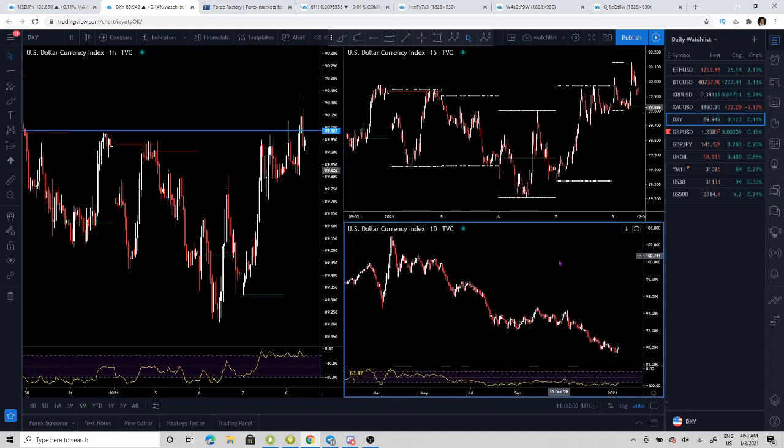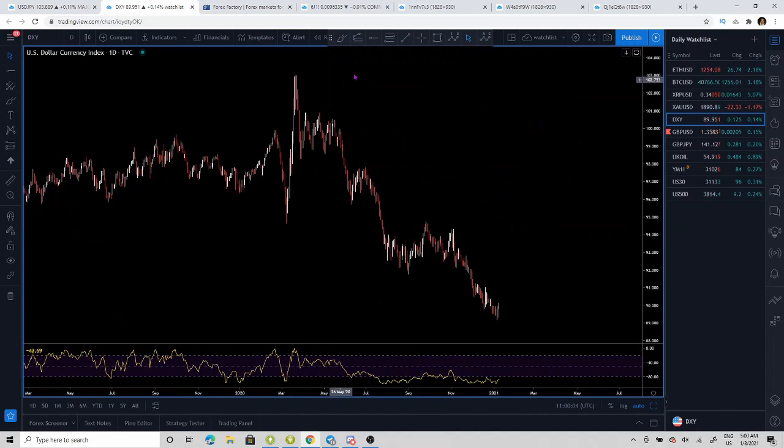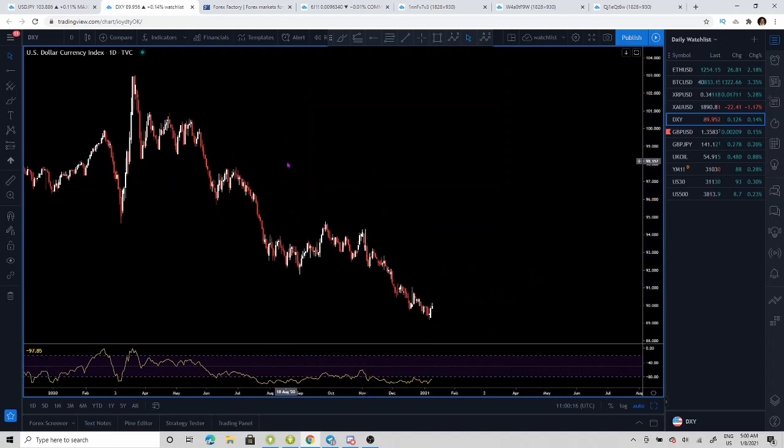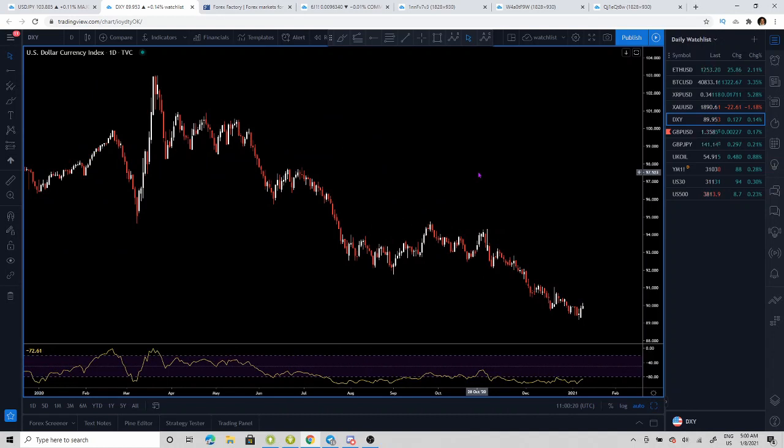You already know that the US dollar has been in a massive down move for a while. This is the daily chart on the US dollar, and from high to low, we are in a minus 13.5% move, or 13,000 pips to the downside, right? Yes, the US dollar is currently very bearish.